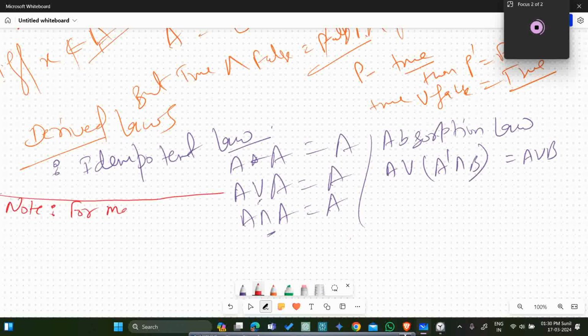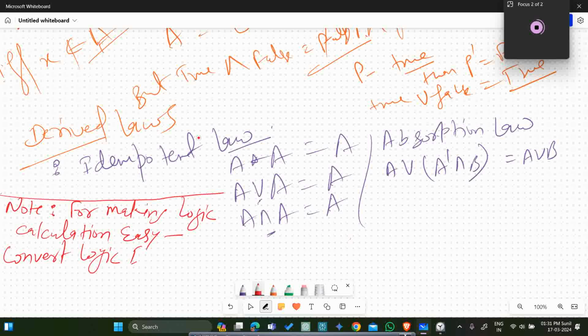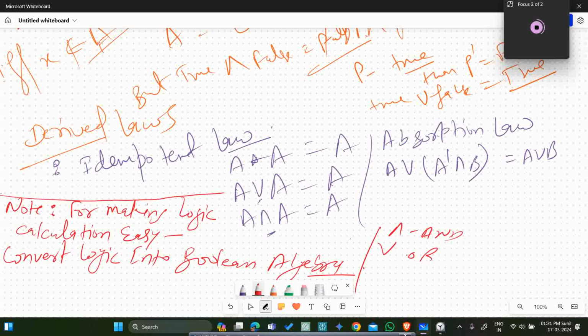For making logic calculation easy, convert logic into Boolean algebra. This is similar: this is and, this is or, and this is not. So these are all operators. So what we will do here is the absorption law.